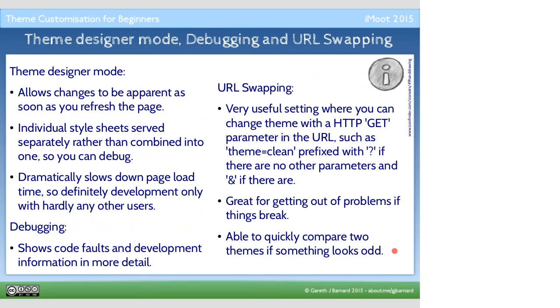Okay, the first thing you'll need is to have Theme Designer mode on, debugging, and a thing called URL swapping. I'll show that in a minute when I do screen share. Theme Designer mode really, really slows things down. It's great for creating themes, but certainly don't do it in a production environment, because it breaks everything and is really slow. So it's only really worth it if you're using Moodle just yourself. Debugging.